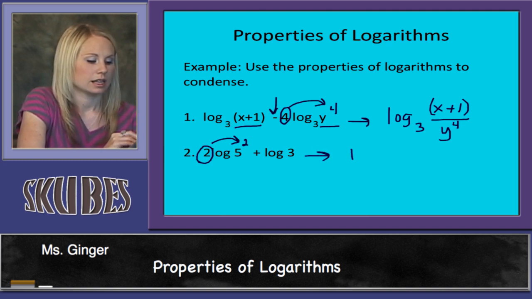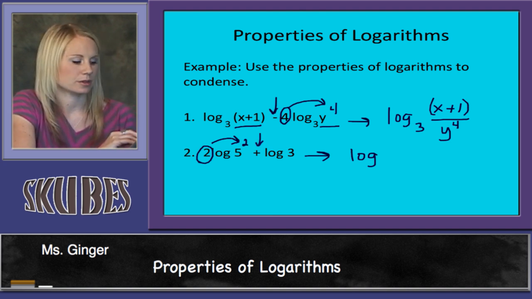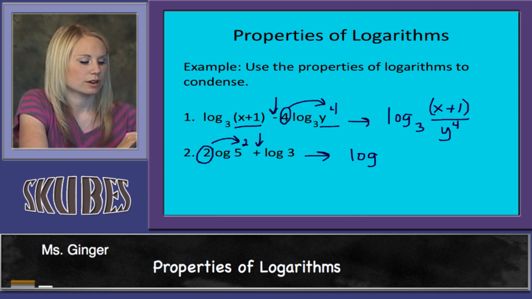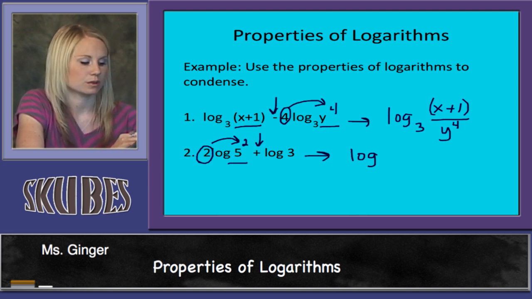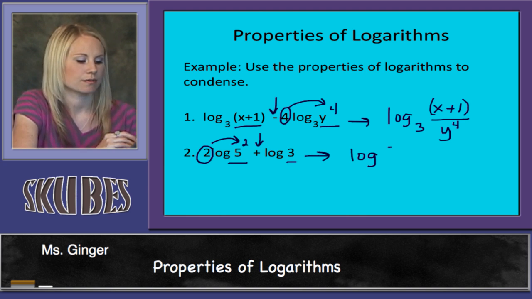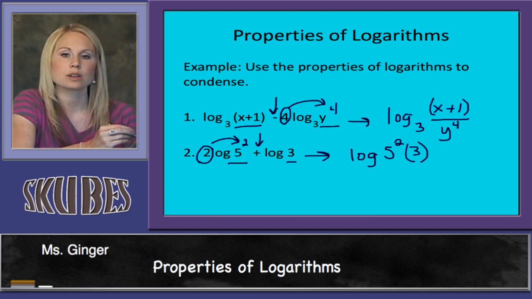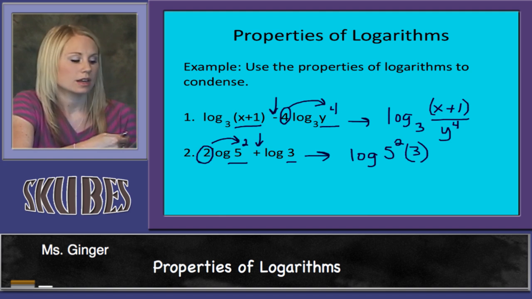I will say this is going to be log of, alright, I see a plus sign, so we're going to use the product property. So we're going to take 5 squared multiplied by 3. 5 squared coming from this one, 3 coming from the second term. Alright, as long as you can continue, you want to keep going.